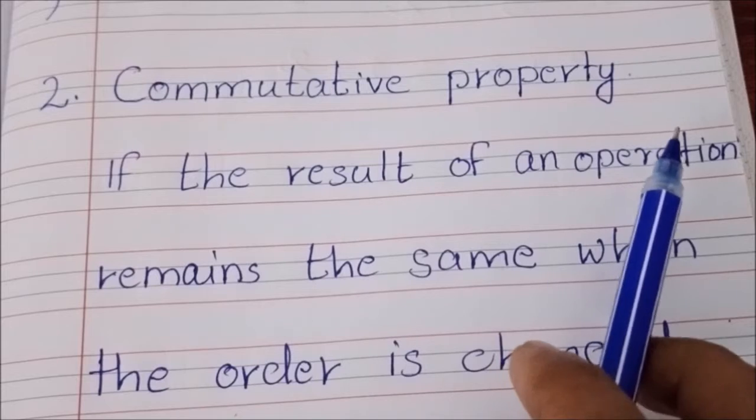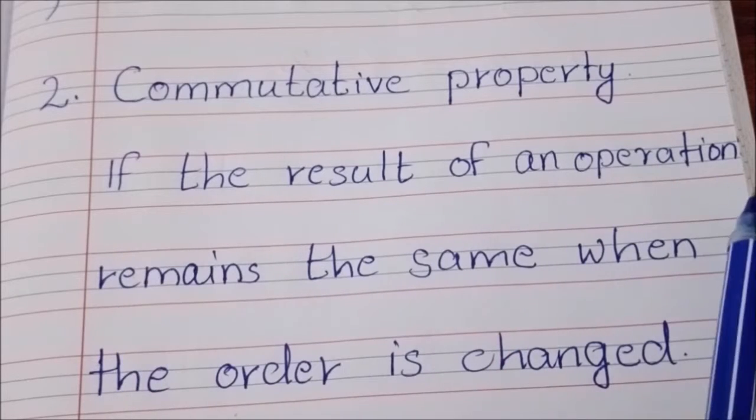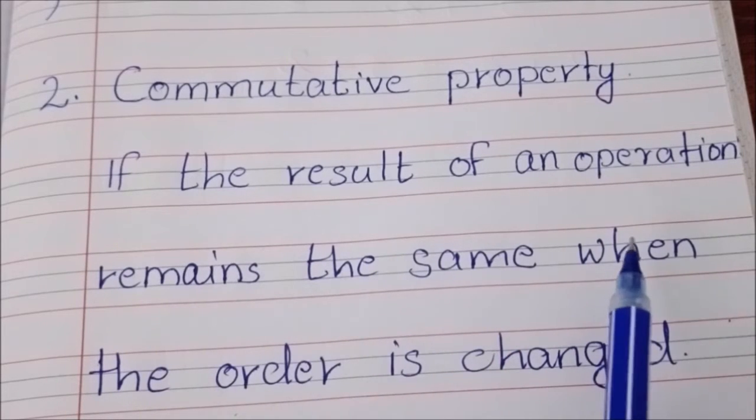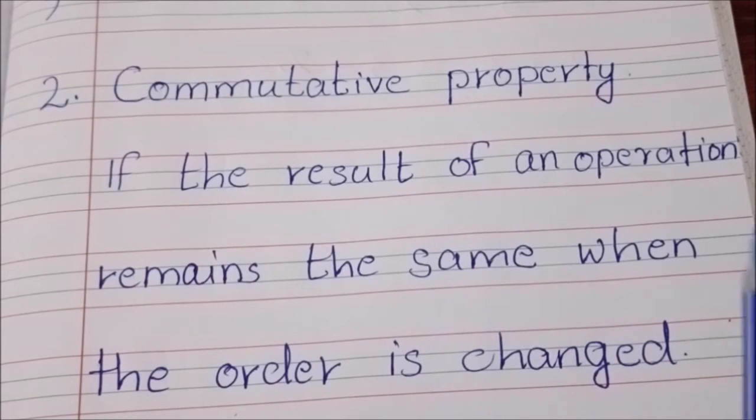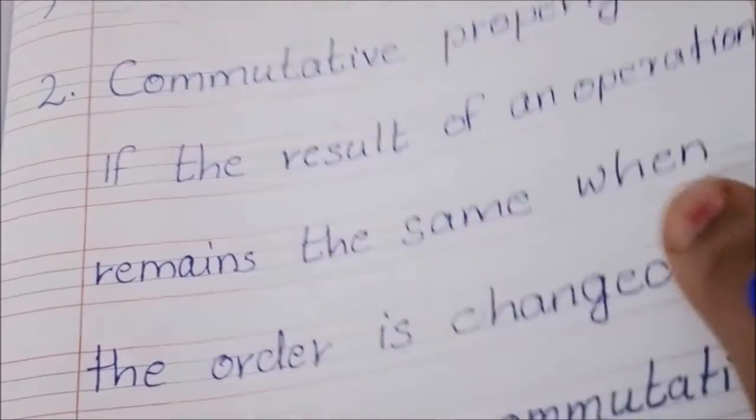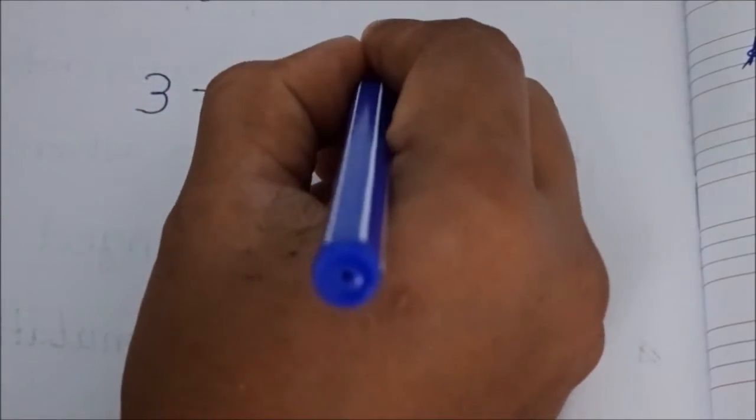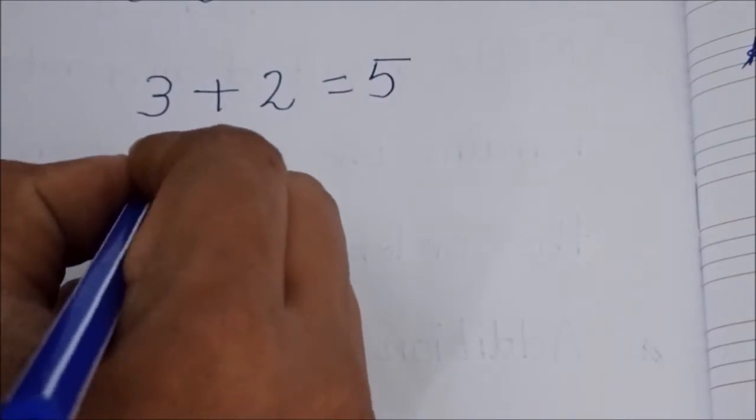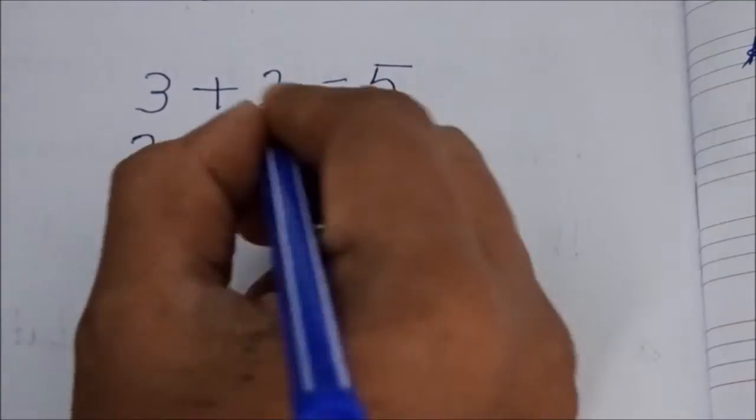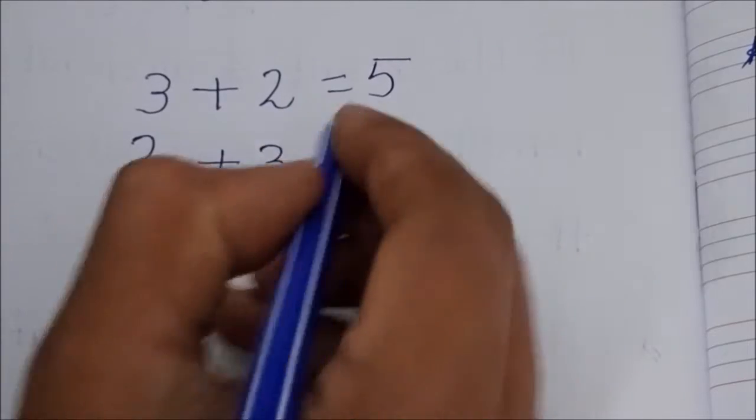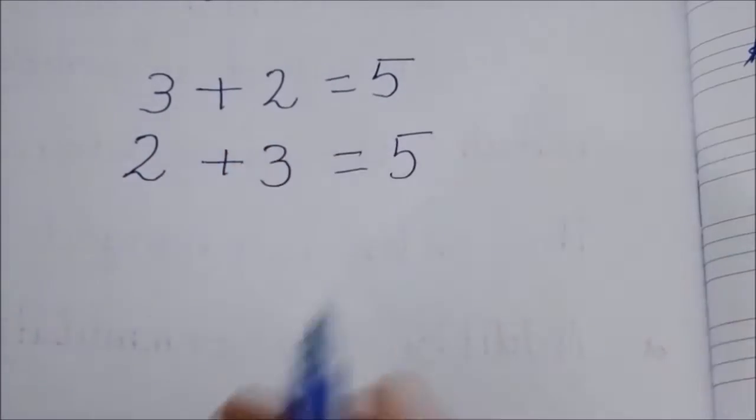Next, commutative property. What is commutative property? If the result of an operation remains the same when the order is changed, then that operation is commutative. Got it? Let's check the first operation, which is addition. 3 plus 2 is equal to 5. 2 plus 3, now the order is changed, is also equal to 5.